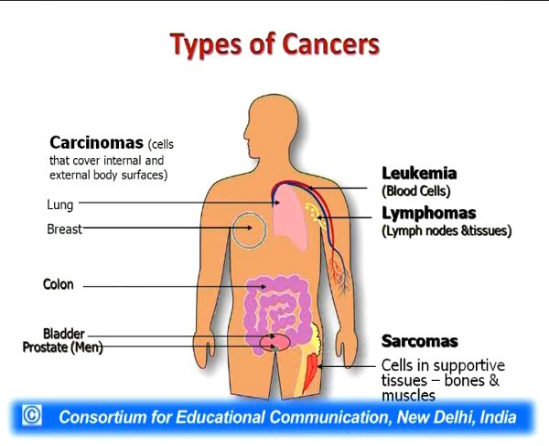In this diagram, we can see that carcinoma is a tumor occurring in the cells that cover the inner and external body surfaces, for example lungs, breast, colon, bladder, and prostate in the case of men. And the leukemias and lymphomas come under the hematopoietic type of cancer. Leukemias are cancers which involve the blood cells, while lymphomas involve the lymph nodes and tissues. While sarcomas are cancers which involve the cells present as supportive tissue, for example bone and muscle cancers.